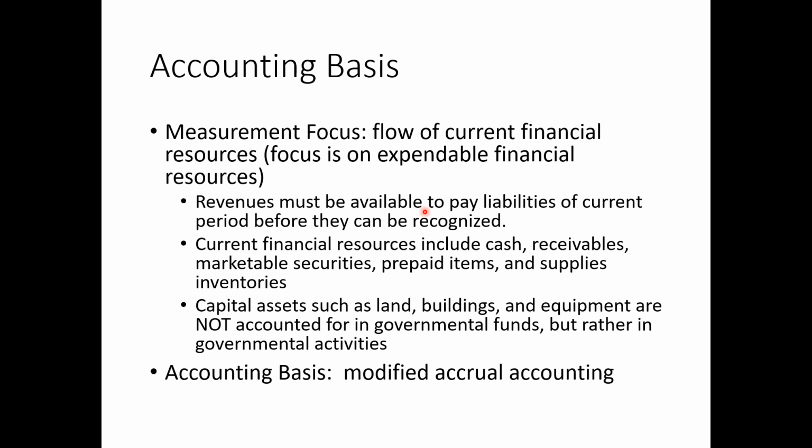Revenues must be available to pay liabilities of the current period before they can be recognized. So here, the keyword is available. If we, for example, sell something to a customer and are waiting for their payment, this revenue is not available, because we haven't received payment, so we have nothing to pay our liabilities.